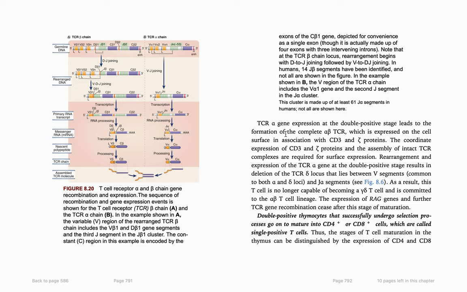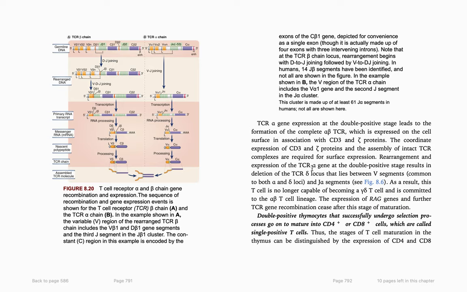That is happening. So T cell receptor alpha gene expression at the double positive stage leads to the formation of the complete alpha beta T cell receptor, which is expressed on the cell surface in association with CD3 and the zeta protein. The coordinated expression of CD3 and zeta proteins and assembly of the intact T cell receptor complex are required for surface expression.